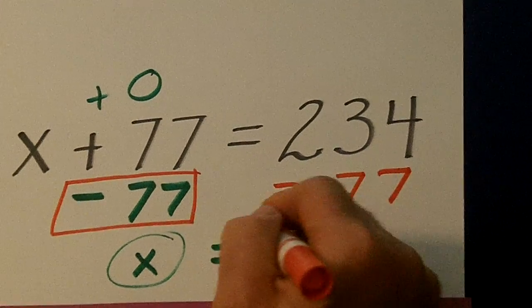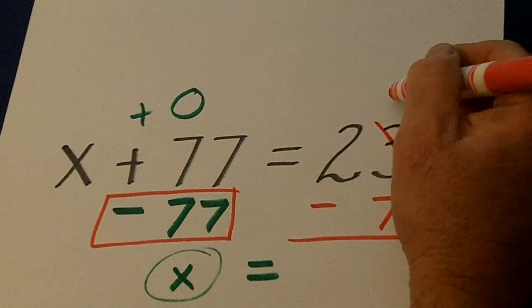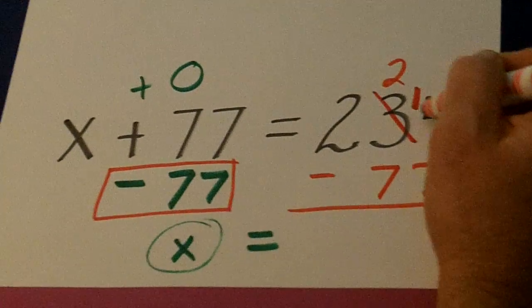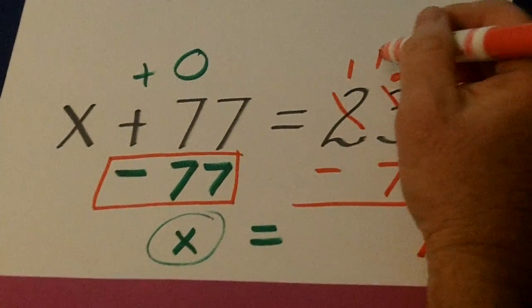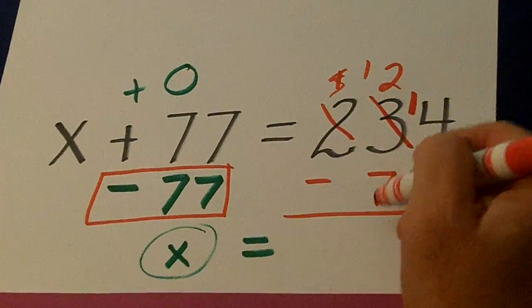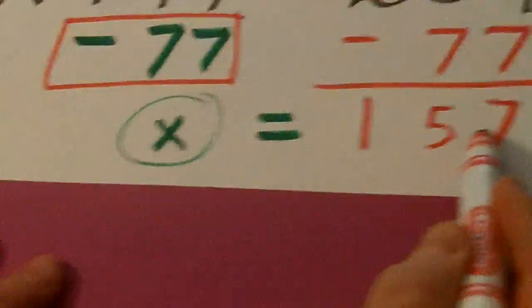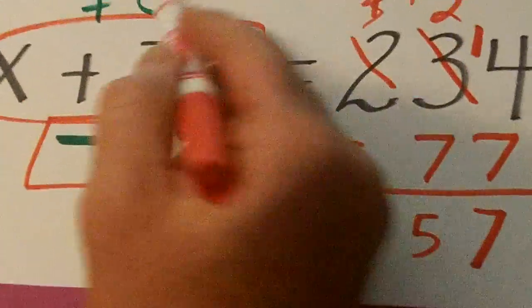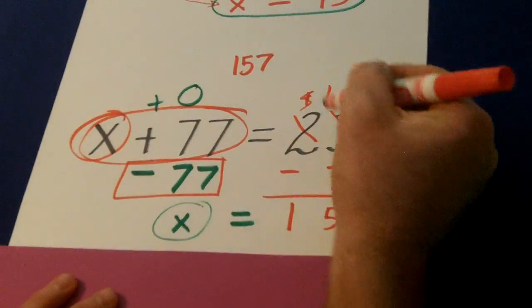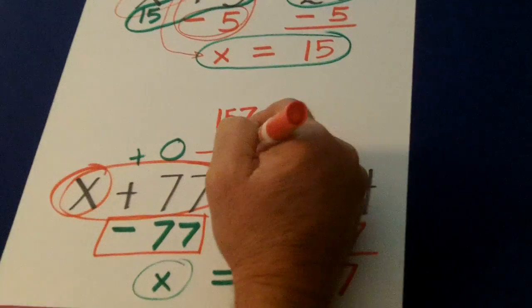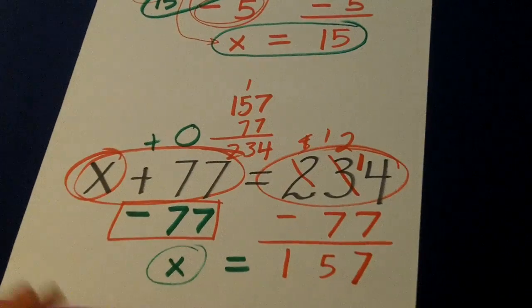Minus 77. Now, we need to be careful, okay? So, we borrow from here a 10. And we go 14 minus 7 is 7. Borrow here. And then basically this is just 12 minus 7 is 5. And then a 1 here. X is equal to 157. If we wanted to see if that is equal when we put this in for x here, we go 157 plus 77 is 234. There it is. It's equal. We solved it.